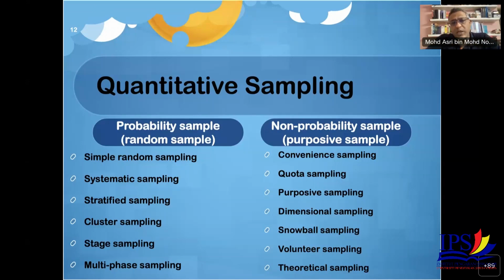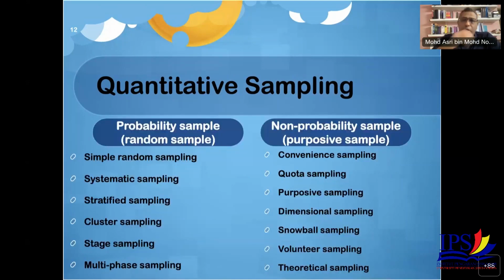So if you are talking about simple random sampling, then we will ask you, how do you pick randomly? You cannot simply mention it is simple random sampling. How do you randomly choose your sample? Is it by putting all the names in a jar and picking one name after another, or what? Make sure that you are clear about the sampling technique that you want to use.